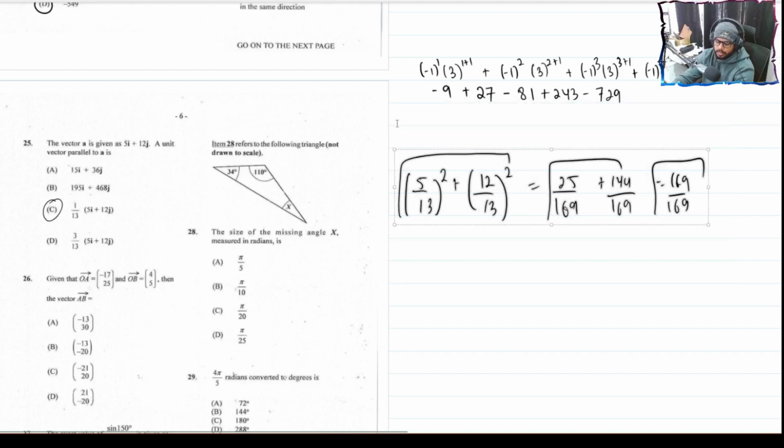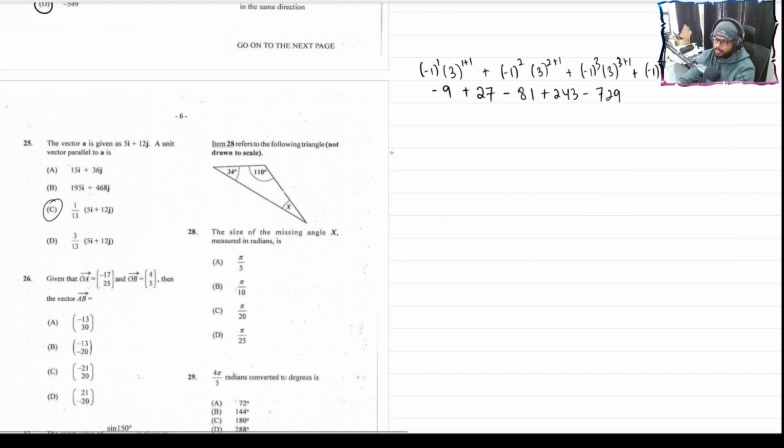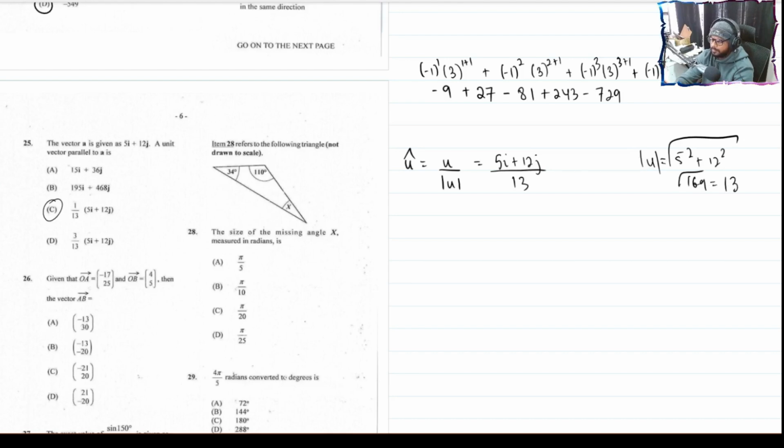A unit vector is u hat, equal to the vector u divided by the size of the vector u. In this case, the vector u is 5i plus 12j, and the size of 5i plus 12j is going to be 13, because I get the square root of 5 squared plus 12 squared, which is 25 plus 144, 169, which is 13. Just isolate the 1 over 13 on the outside: 1/13 of 5i plus 12j. So the answer is indeed C.